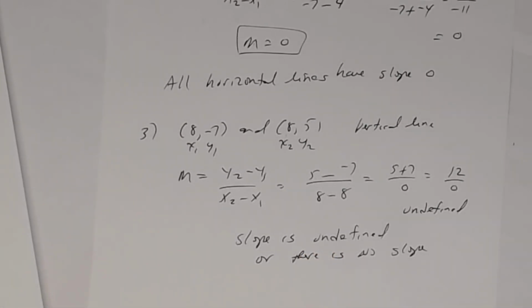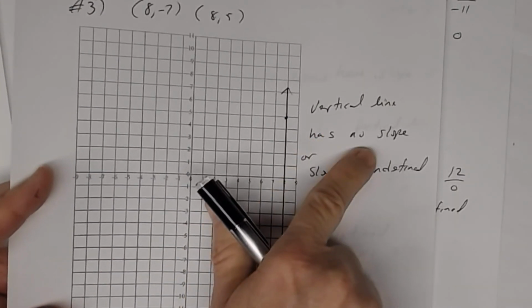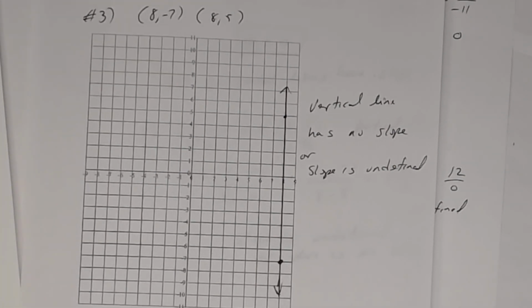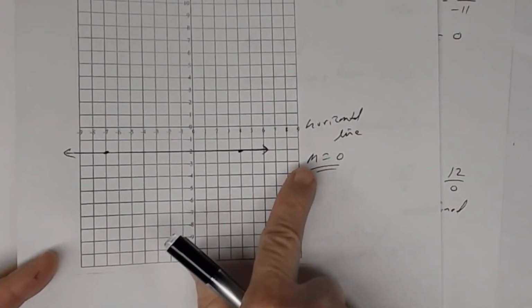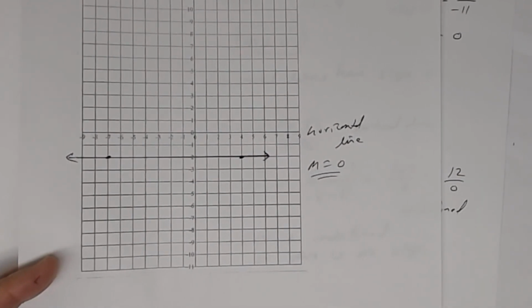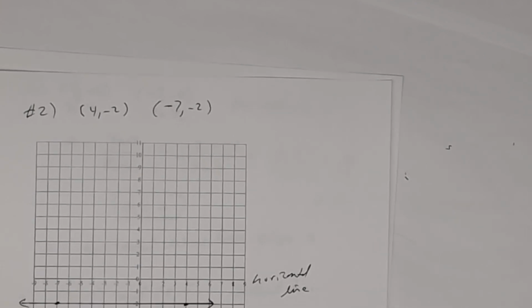All right, so that's number 3. So far we know that vertical lines have no slope, or the slope is undefined, and we know that horizontal lines have slope 0. So there is a slope, the slope is 0. All right, let's do one more. Let's do number 4.